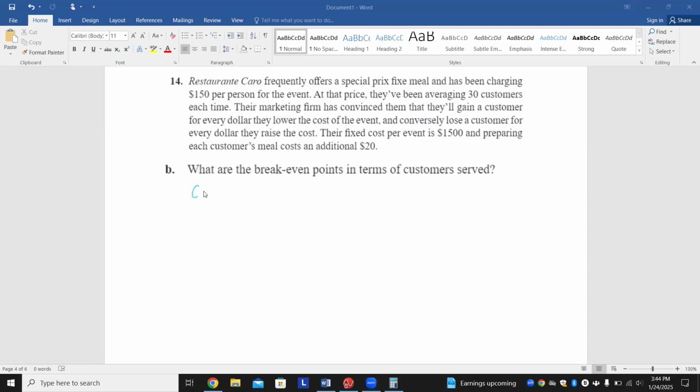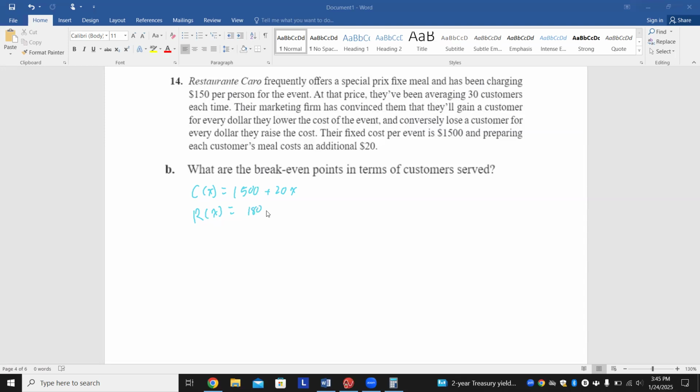So first of all, you need to figure out your cost equation, which in this case will be $1,500 plus $20 per customer. You would then need to find your revenue. The starting value is going to be $150 when there's 30 customers. But if we take a dollar for every customer we lose, that would mean that we have $180 we would charge if we had 0 customers.